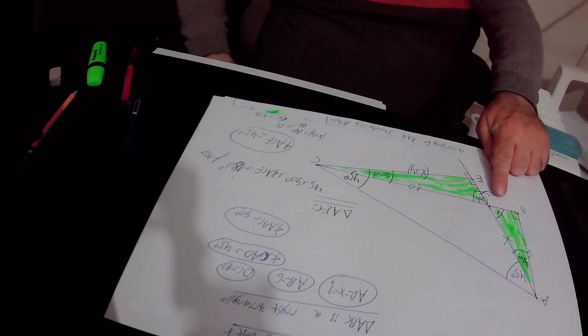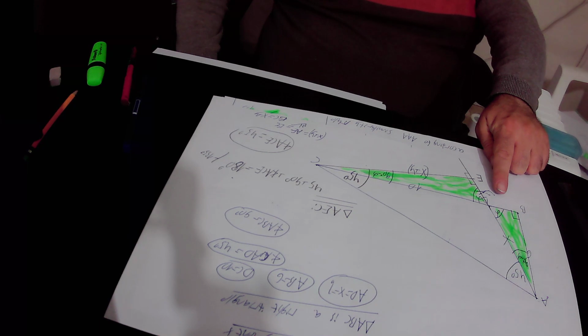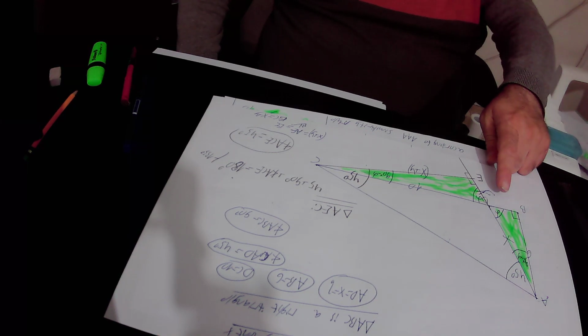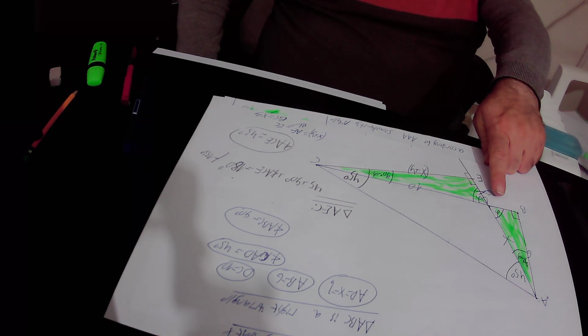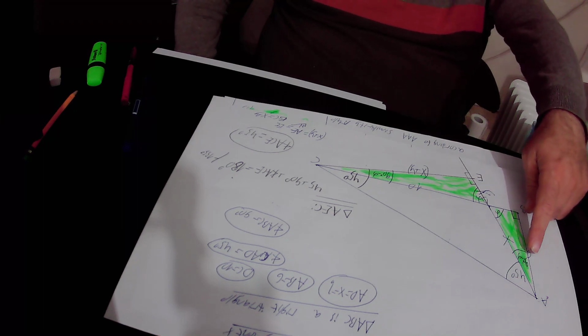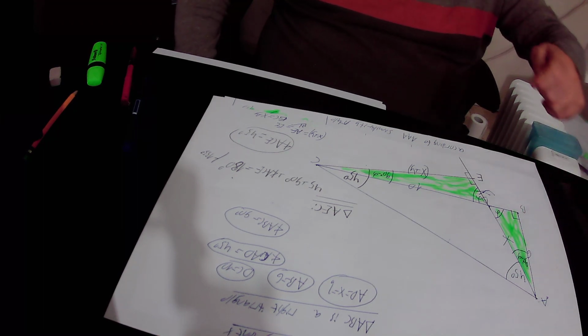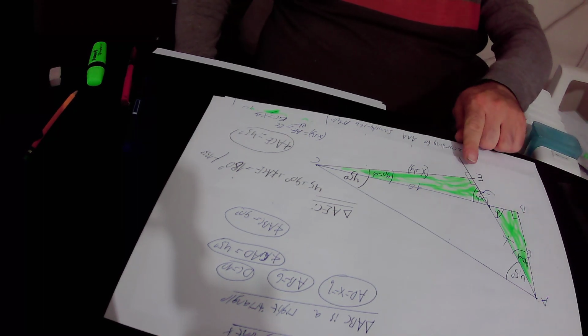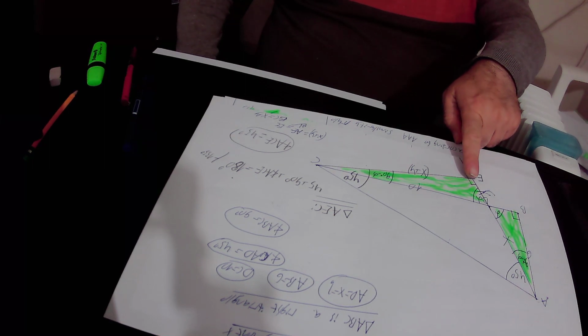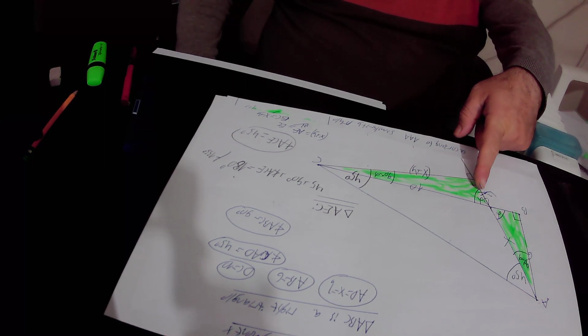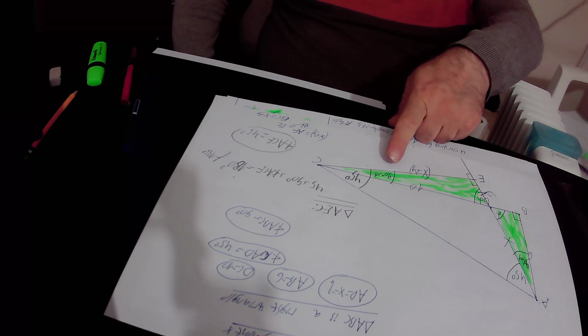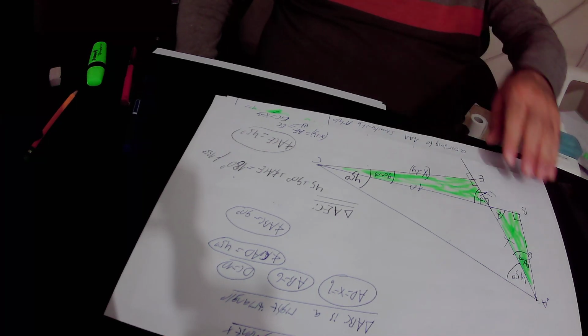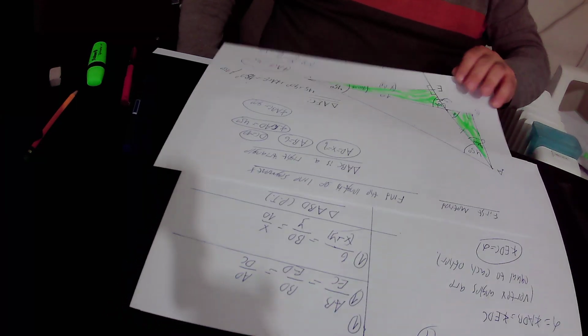So in the right triangle ABD, the right green triangle, this angle equals alpha, so this angle must be equal to 90 degrees minus alpha. Here also in the right triangle EDC, the right green triangle, this angle equals alpha, so this angle must be equal to 90 degrees minus alpha. Okay?